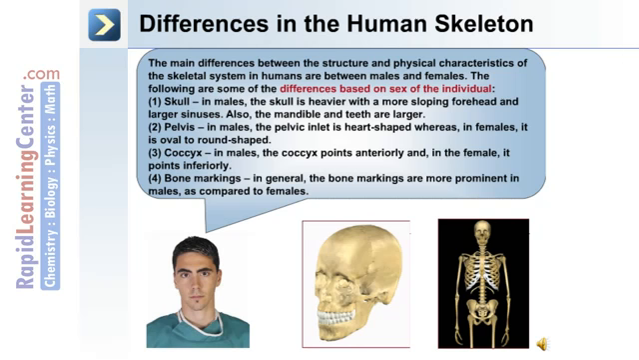There's differences in the pelvis. In males, the pelvic inlet is heart-shaped, whereas in females, it's oval to round-shaped. There's also differences in the coccyx. In males, the coccyx points anteriorly, and in the female, it points inferiorly. Bone markings. In general, the bone markings are more prominent in males as compared to females.